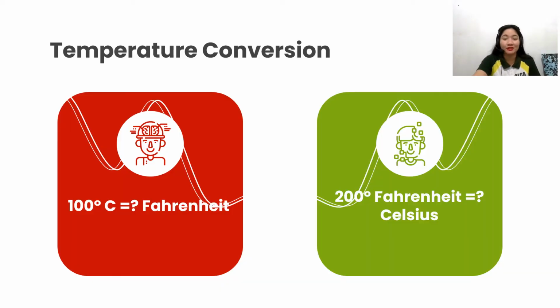So let's proceed to the following example. How many Fahrenheit are there in 100 degrees Celsius? We are going to multiply 100 by 1.8, then add 32. So the answer will be 212 degrees Fahrenheit. How about from degrees Fahrenheit to Celsius? We have the given 200 degrees, minus 32 divided by 1.8, so we have the answer, which is 93.3 degrees Celsius.